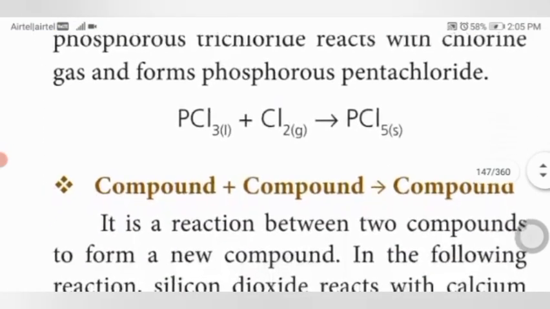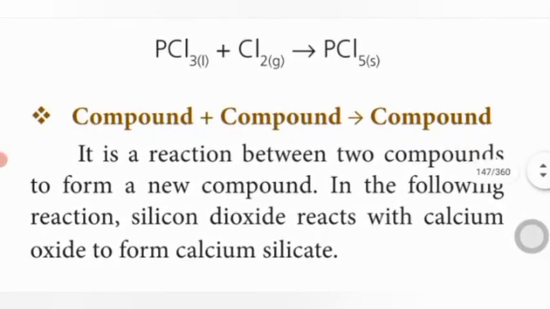The third type of combination reaction is compound plus compound gives compound. Both reactants are compounds, and the product is also a compound. This type of chemical reaction is between two compounds to form a new compound.